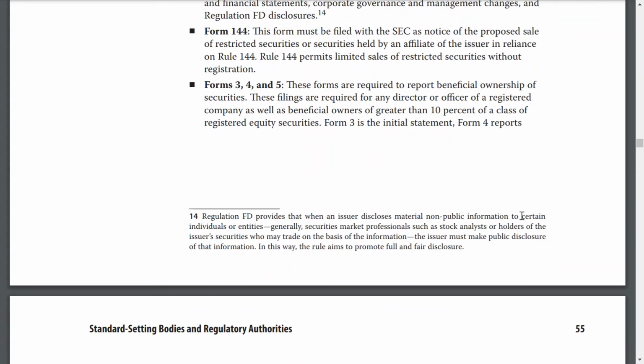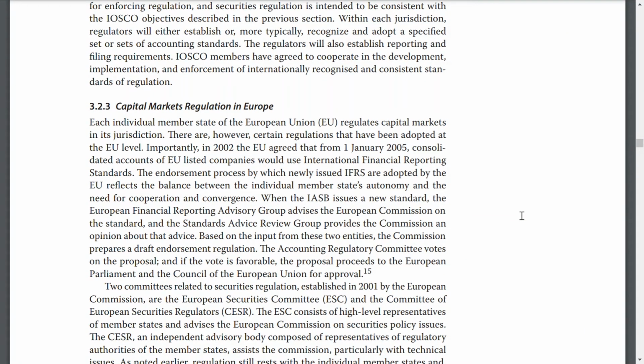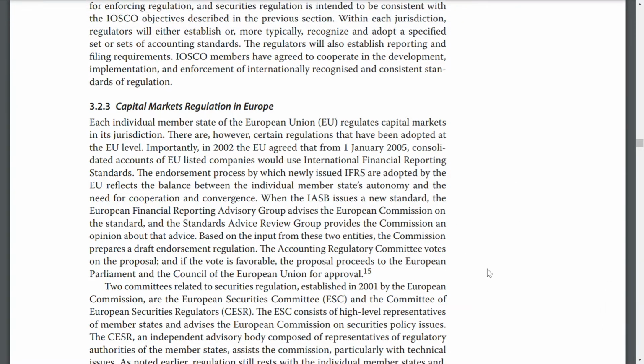Capital markets regulations in Europe. Each individual member of the European Union regulates capital markets in its jurisdiction. There are, however, certain regulations that have been adopted at the EU level. Importantly, in 2002, the EU agreed that from 1st January 2005, consolidated accounts of EU listed companies must comply with International Financial Reporting Standards. The endorsement process by which newly issued IFRS are adopted by the EU reflects the balance between the autonomy of individual member states and the need for corporate convergence.